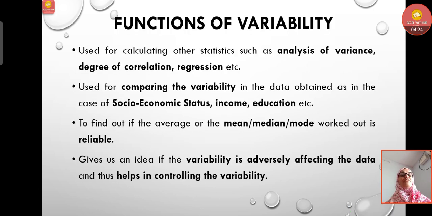Now, let's see the functions of variability. It is used for calculating other statistics such as analysis of variance, degree of correlation, regression, etc. It is used for comparing the variability in the data obtained, as in the case of socio-economic status, income, education, etc. It is used to find out if the average, that is the mean, median or mode worked out, is reliable. That is very important, reliability. It gives us an idea if the variability is adversely affecting the data and thus helps in controlling the variability.